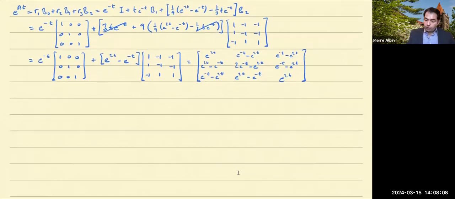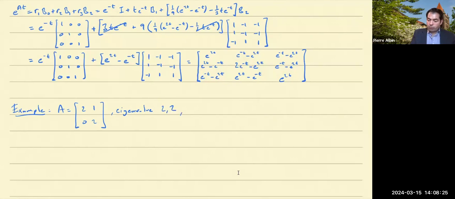Right, let's do then another example of a deficient matrix. You have 2, 1, 0, 2. So there's only one eigenvalue, but it has multiplicity 2. Here B0 is the identity, B1 is A minus 2 times I, so that's 0, 1, 0, 0. B2 is equal to 0 by Cayley-Hamilton.